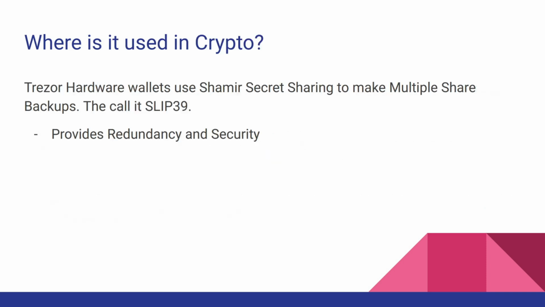So where is it used mostly in crypto? Right now, just Trezor hardware wallets use Shamir secret sharing to make multiple share backups. They call it SLIP39. It provides redundancy and security.